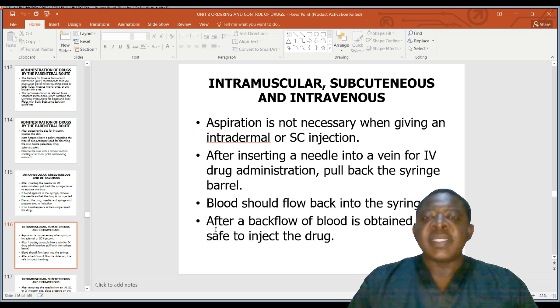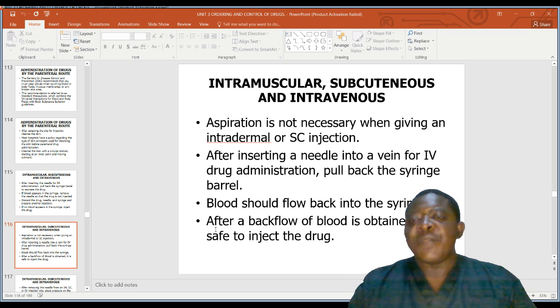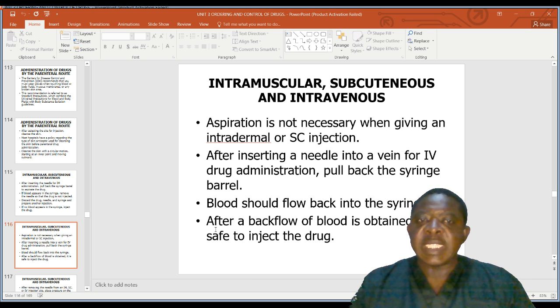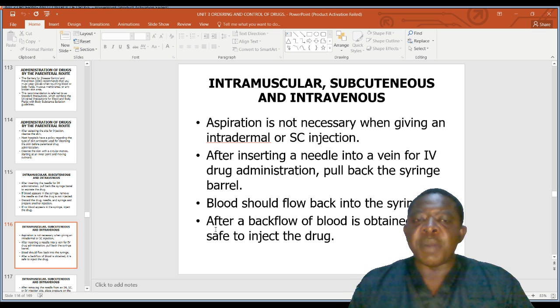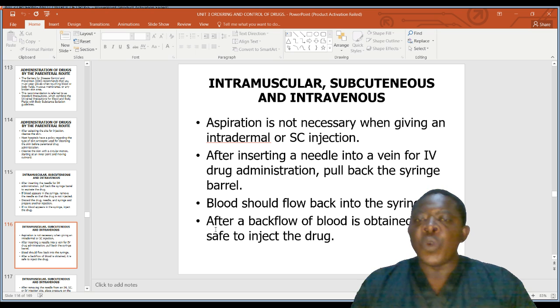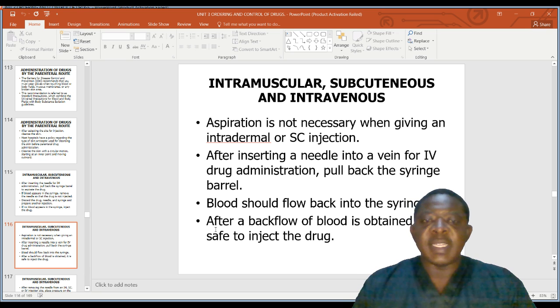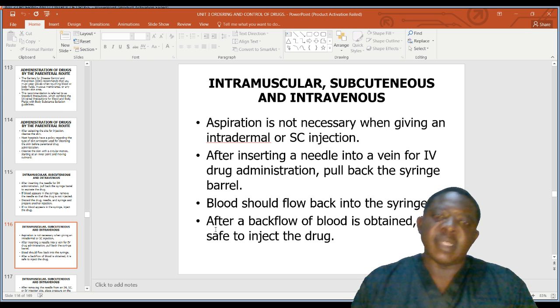After inserting a needle into a vein for intravenous drug administration, you can pull back the syringe barrel. Blood should flow back into the syringe. Okay, then it will give you an idea that it's in the vein. After backflow of blood is obtained, it is safer to inject the drug.